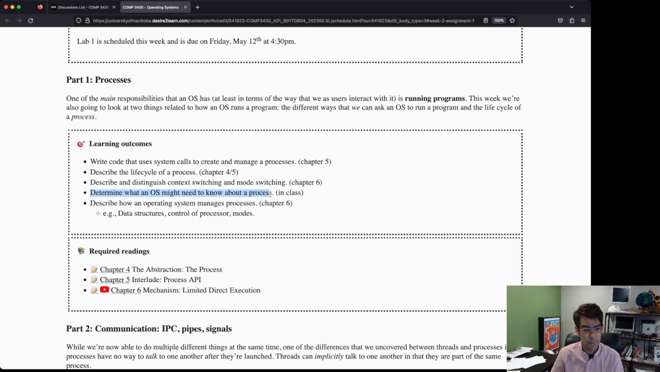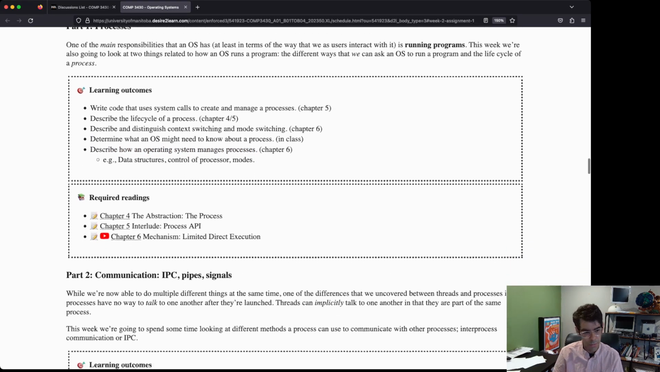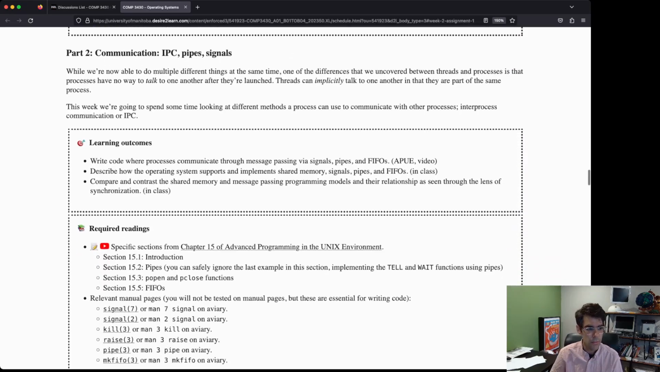Determine what an operating system might need to know about a process, and describe how an operating system manages processes. So data structures, control of processor and modes. That was not so much in what we were talking about, but data structures definitely was. This is also related to communication. So now we're looking at describe how the operating system supports and implements shared memory, signals, pipes, and FIFOs.